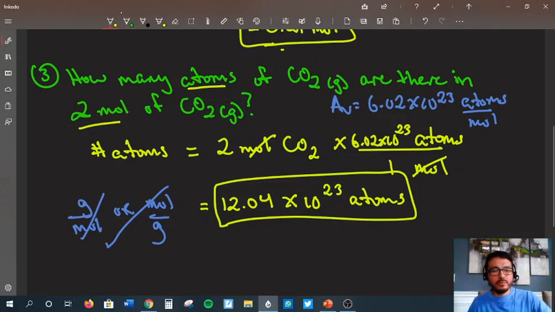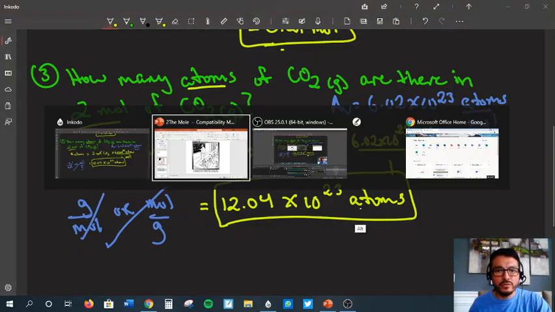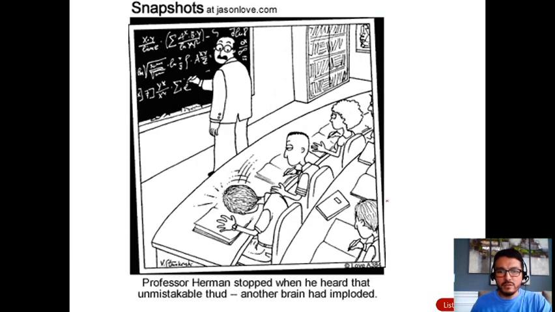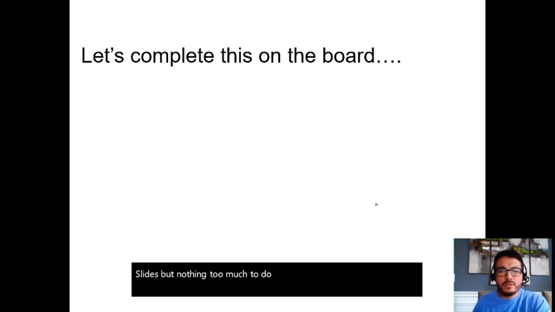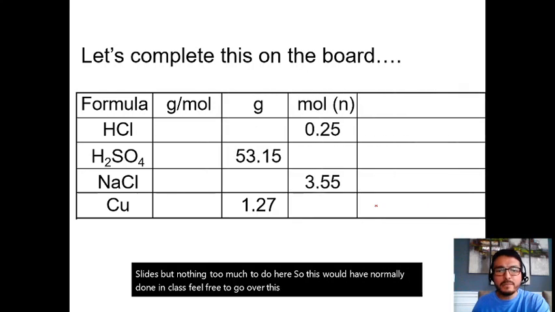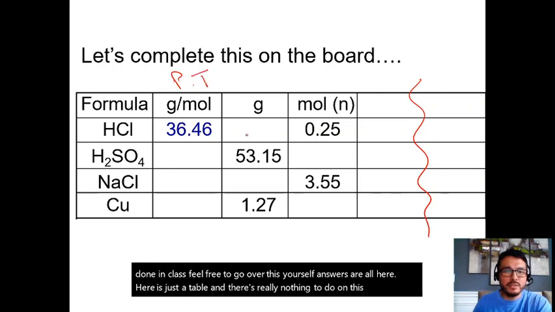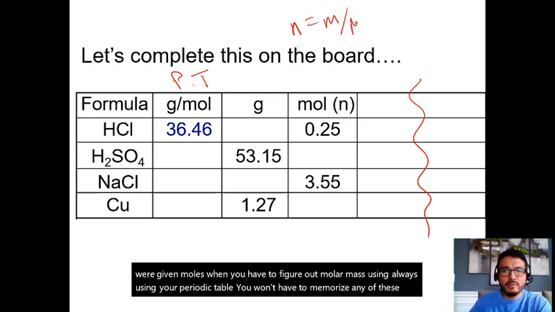Those are our 3 examples for today. We're going to continue with mole conversions practicing later, going back to our PowerPoint presentation. We only have a couple of slides, but nothing too much to do here. This we would have normally done in class. Feel free to go over this yourself. Answers are all here. Here is just a table, and there's really nothing to do on this column. If we're given moles, we have to figure out molar mass always using your periodic table. You won't have to memorize any of these. You can use Factorlabel method or moles equal to mass divided by molar mass.